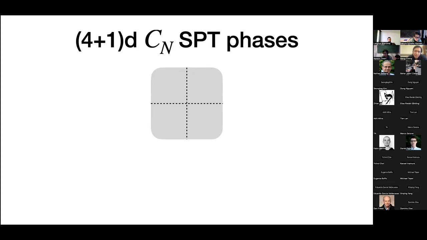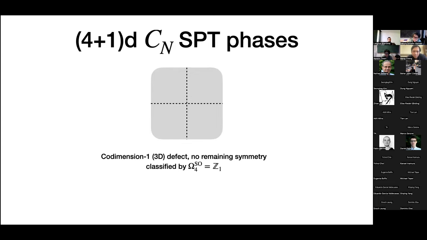Applying the defect network picture, we can think of the Cn SPT as basically having two sets of defects. There are the codimension-1 defects, which are two-dimensional in three spatial dimensions, depicted as dashed lines. On these defects, there are no remaining symmetries. The Cn symmetry just takes one of these defects to another, so there's no remaining internal symmetry on the defect. Therefore, we just apply the known result of invertible phases in 2+1D, and we get nothing. So we don't have to do anything along these codimension-1 defects.